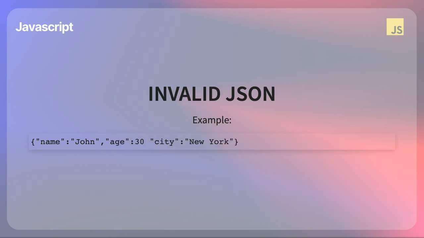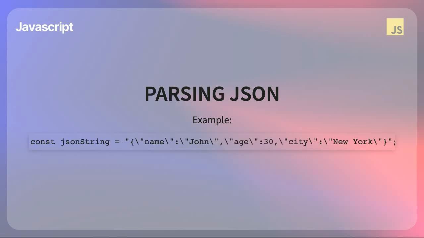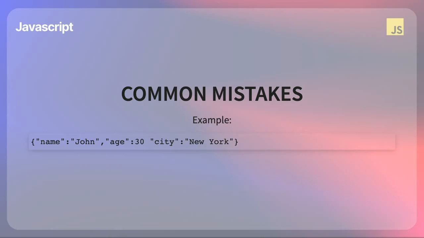When working with JSON, it's essential to avoid invalid syntax. This can include missing quotes, mismatched brackets, or incorrect key-value pairs. Once you have a valid JSON string, you can parse it into a JavaScript object using the JSON parse method. It's essential to avoid common mistakes such as missing quotes, mismatched brackets, or incorrect key-value pairs.